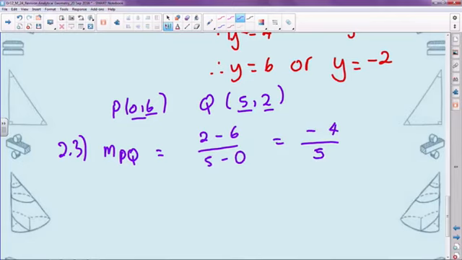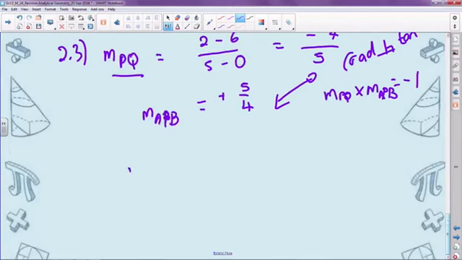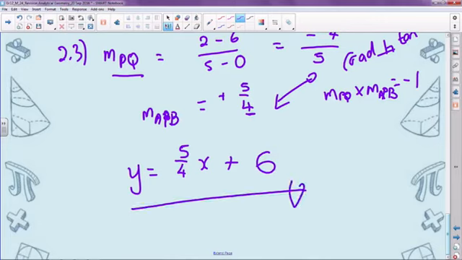All right, once I've got the gradient of PQ, and guys, I'm going to quickly go through this because we are running out of time. The gradient of line APB is going to be the negative inverse of the gradient of line PQ, because we know the product of those gradients is negative 1. Okay, because radius is perpendicular to tangent. So therefore the equation now of this line will be y is equal to mx plus c, and what was the y-intercept of line APB? It was 6. So therefore the equation of our line is y equals 5 over 4x plus 6.